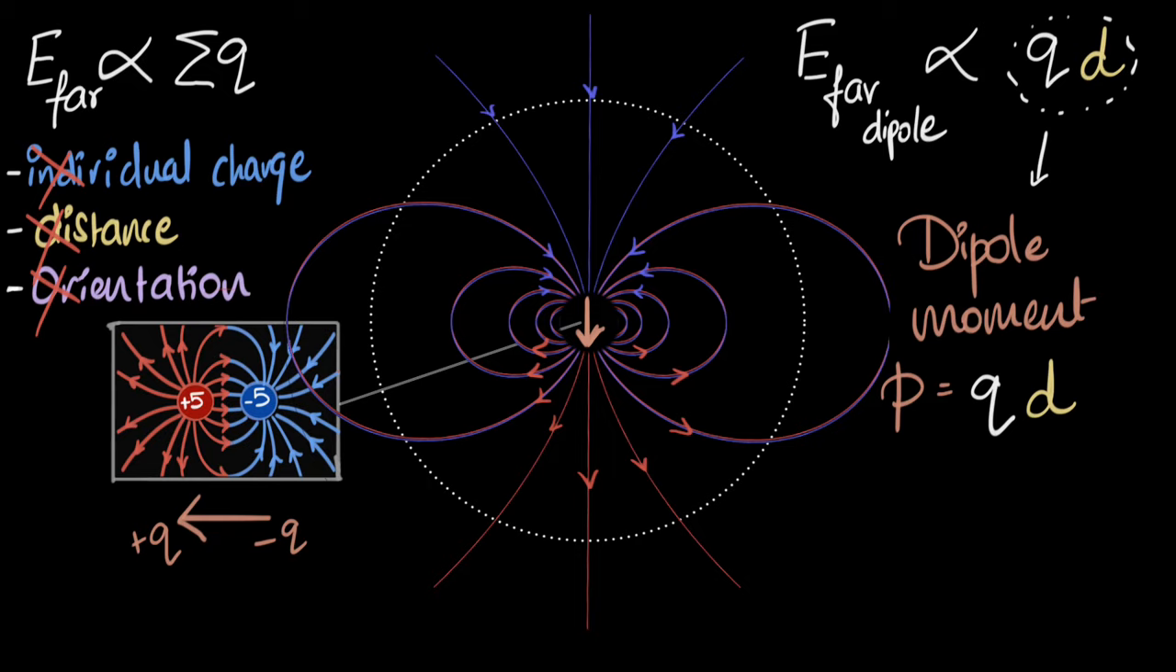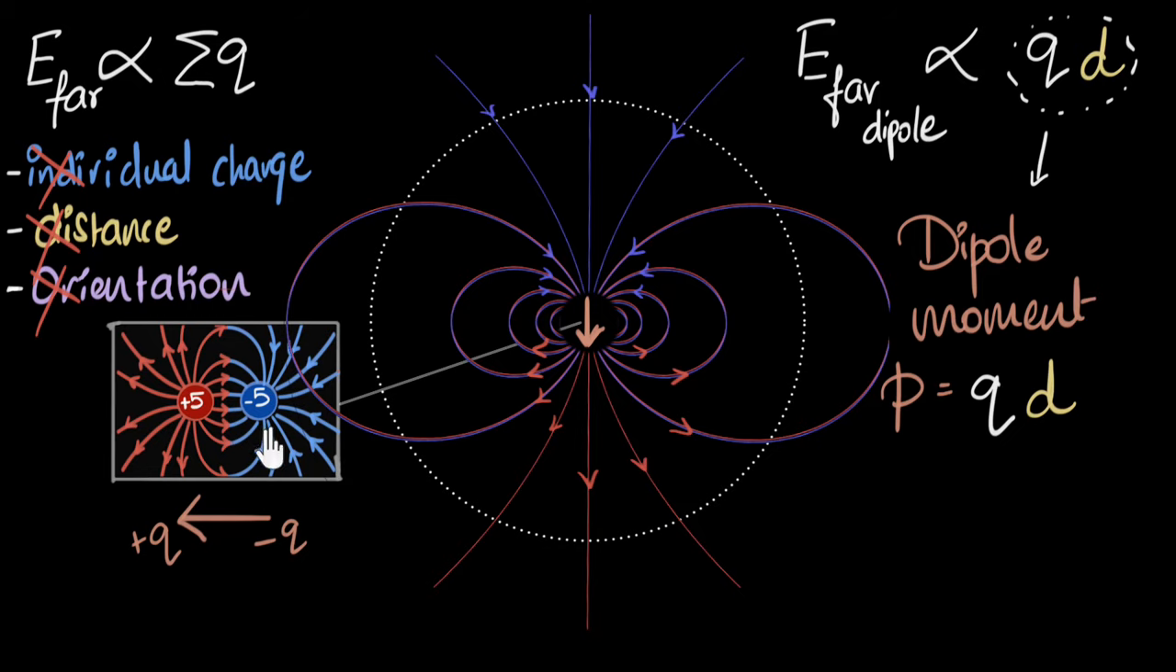So long story short, why are dipoles special? Well, because when you are far away from any group of charges, which are not dipoles, the field that they create does not depend upon internal details. Because it looks like a dot, the only thing that matters is the total charge. But when you're dealing with a dipole, when you go far away, even though they look like a dot, the field they create depends on all the internal details.